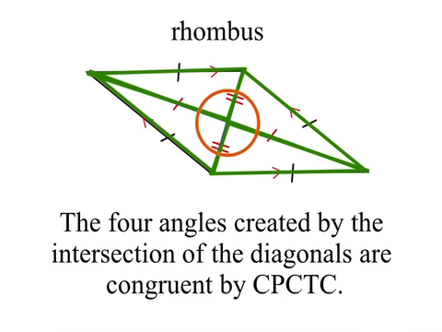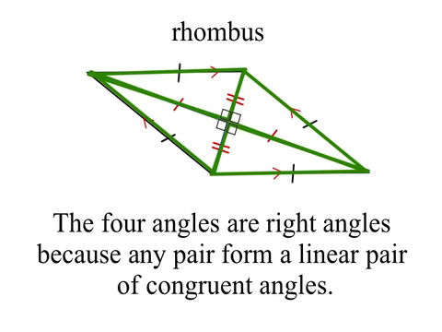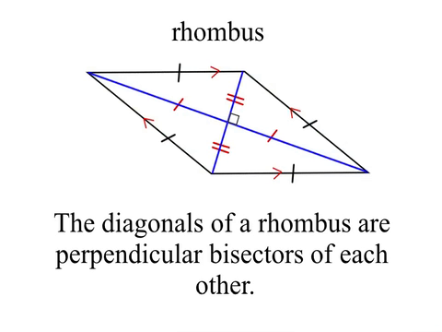And then look at that intersection. That means that all 4 of those angles are congruent by corresponding parts. All 4 angles are right angles because any pair of the 4 angles form a linear pair. And when a pair of angles form a linear pair and the angles are congruent, the angles must be right angles. So we've just proven that the diagonals of a rhombus are perpendicular bisectors of each other.